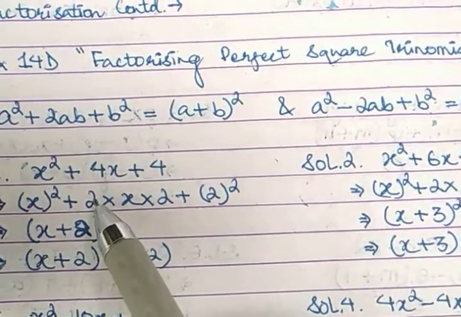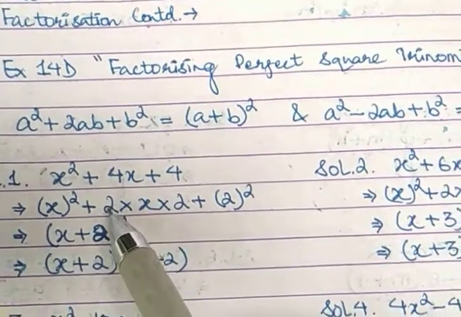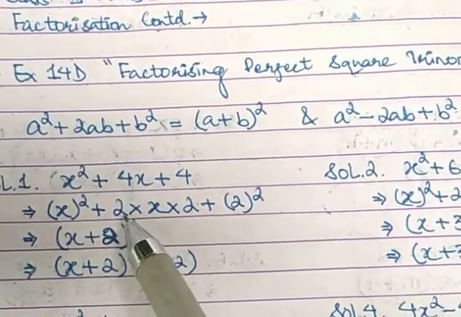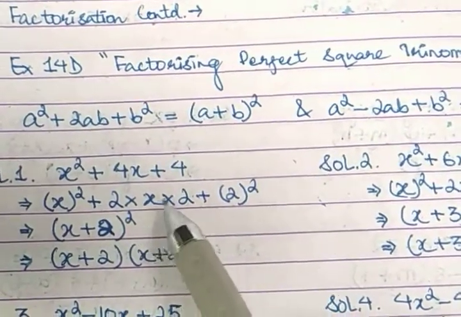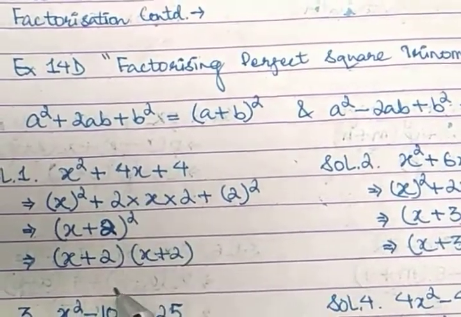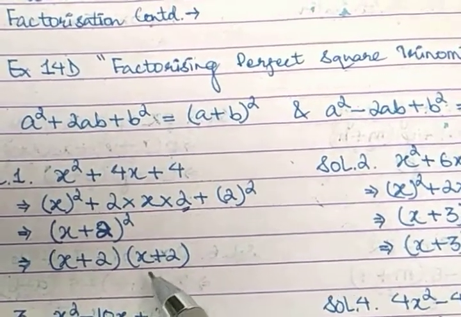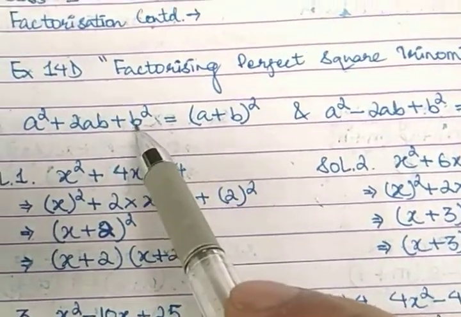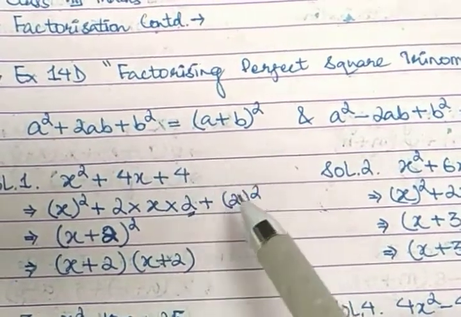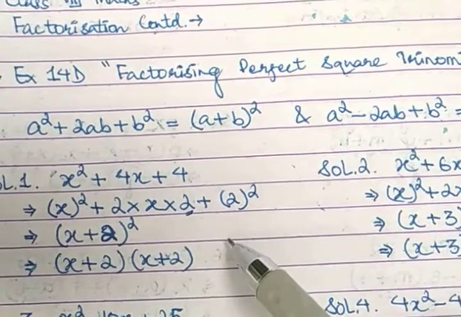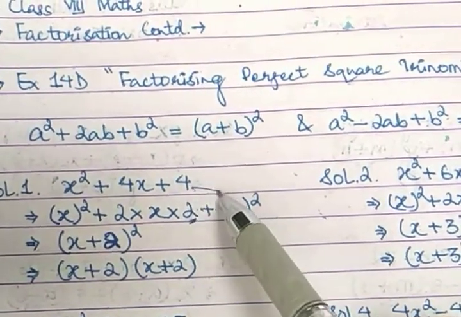Now if you place a 2 here, 2 into x into 2, what will it give us? 2 into x is 2x, 2x into 2 gives us 4x, so done. Now I got the value of b as 2. The third term here that I am supposed to write is b square. With 2 square, 2 into 2 is 4, so that is what is here, 4.